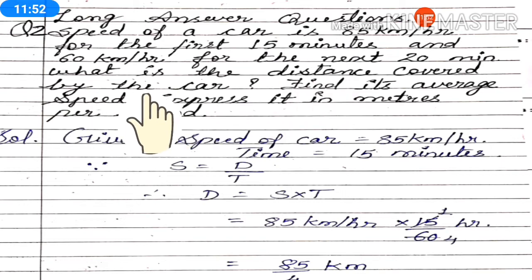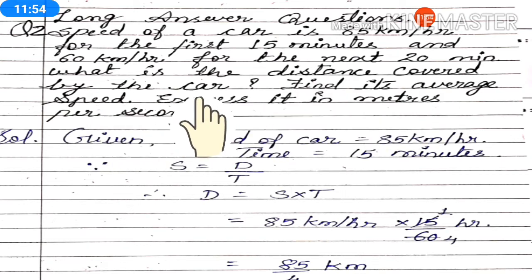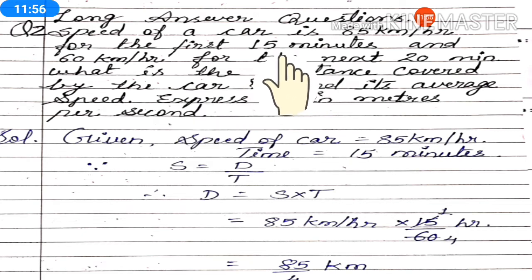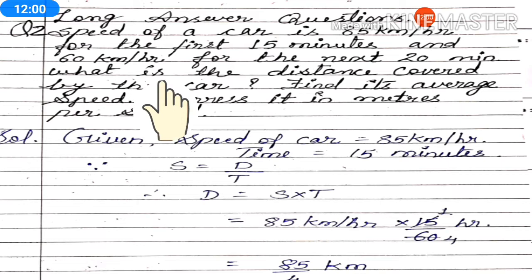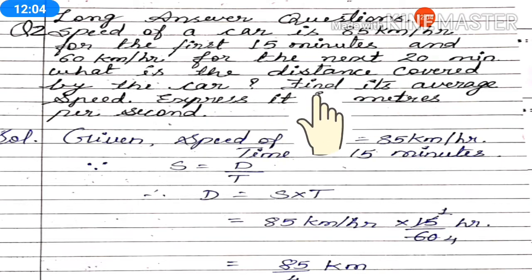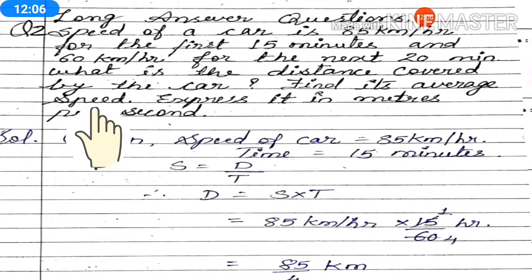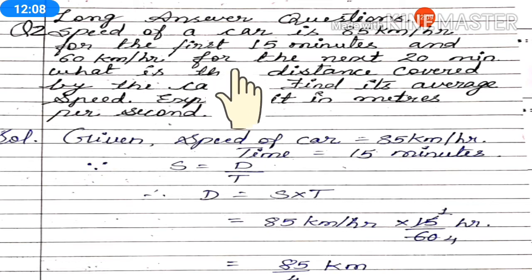So here, what is the distance covered by the car? In this total time, the 15 minutes and the 20 minutes, we have to find the distance, how much distance is covered by the car in the given time, and find its average speed. There are two different speeds, because the car is traveling with two changing speeds.